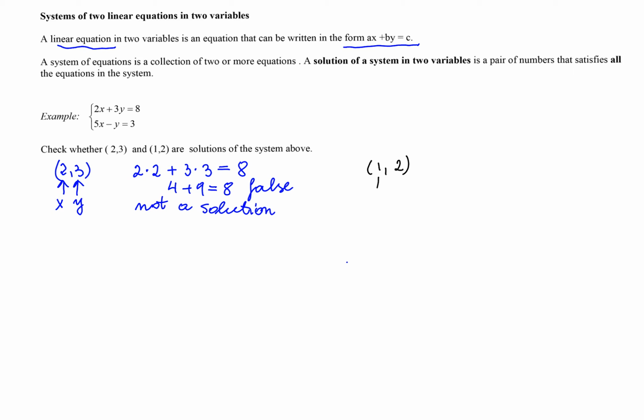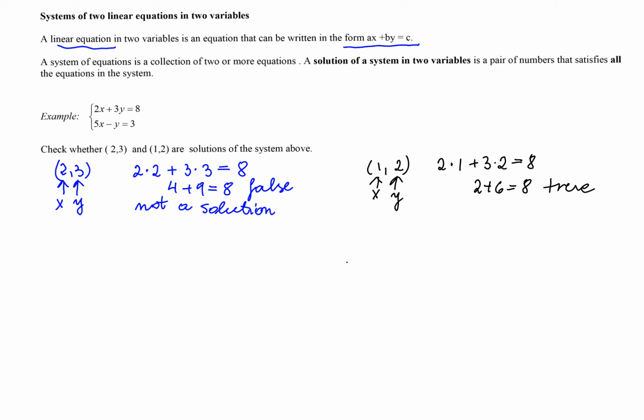The first number, 1, corresponds to the variable x, and the second number corresponds to the variable y. If we substitute these two numbers into the first equation, we have 2 times 1 plus 3 times 2 equals 8. We want to check whether this equation is true. So we have 2 plus 6 on the left-hand side, and 8 on the right-hand side, and this is definitely true. So the pair 1, 2 makes the first equation true.